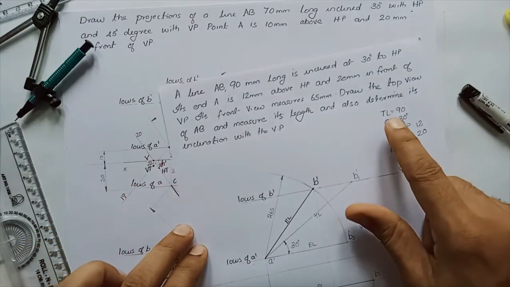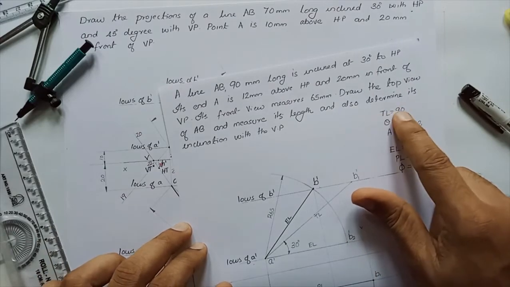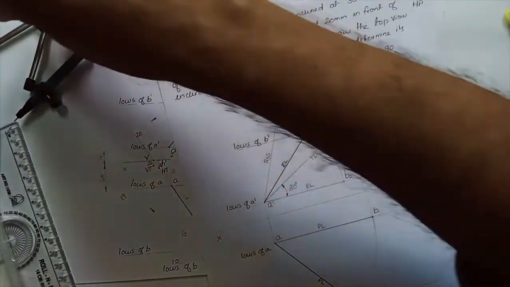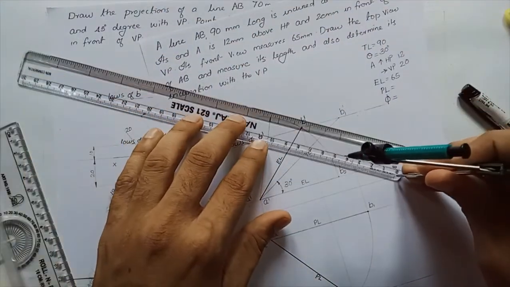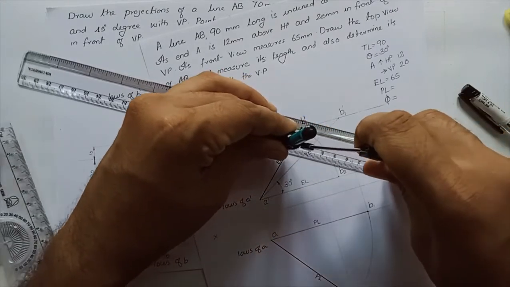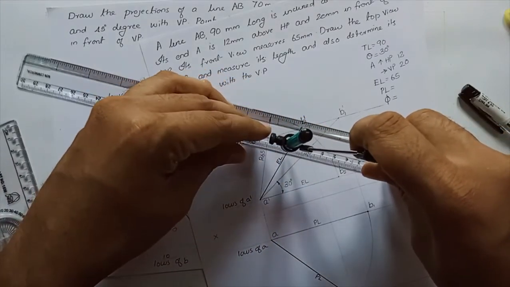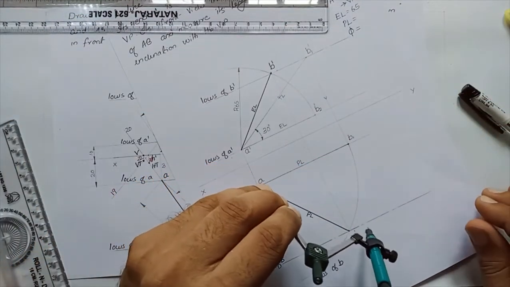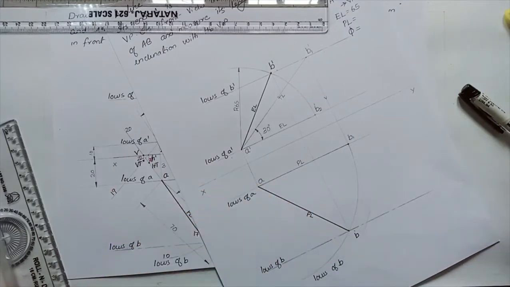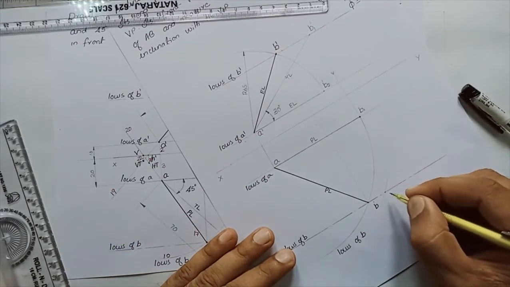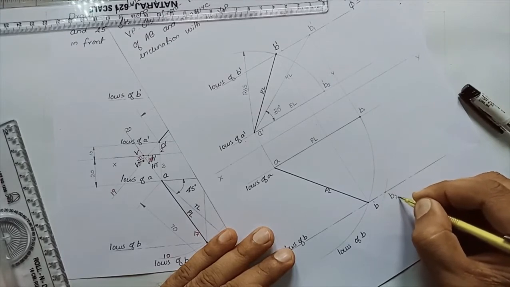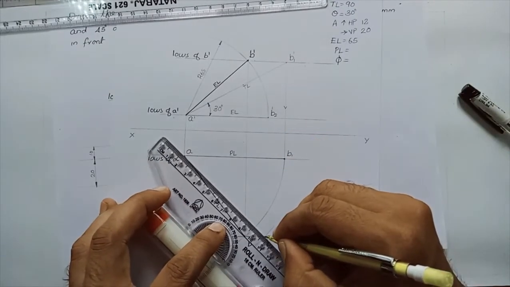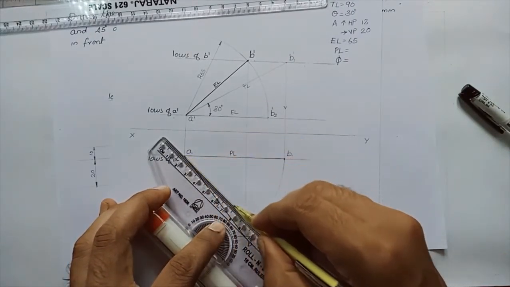In our question, the true length is given as 90 mm. So take 90 mm in the compass. And with A dash as center, you cut an arc on this locus line, and this meeting point is point B2. Now you join A and B2 in order to get the true length line.